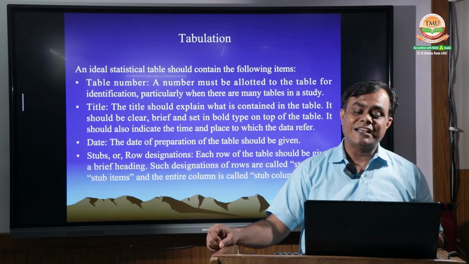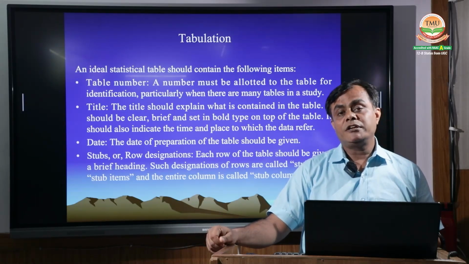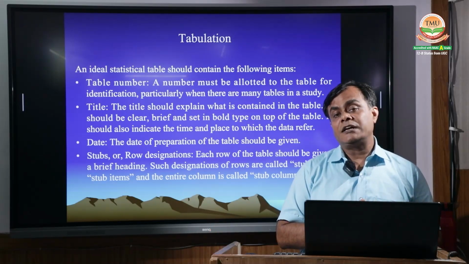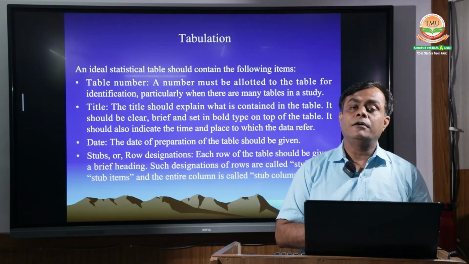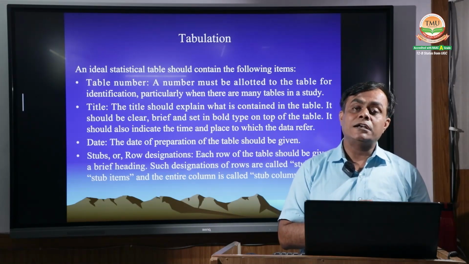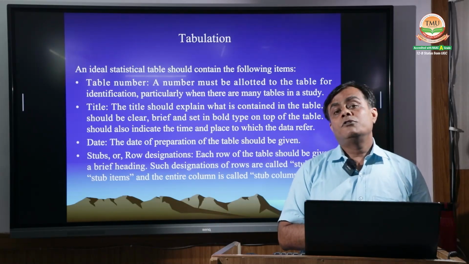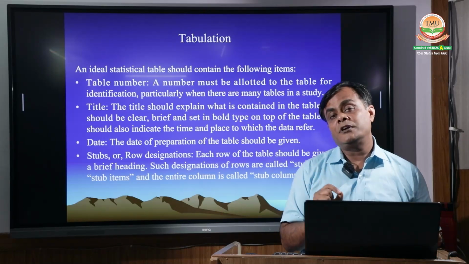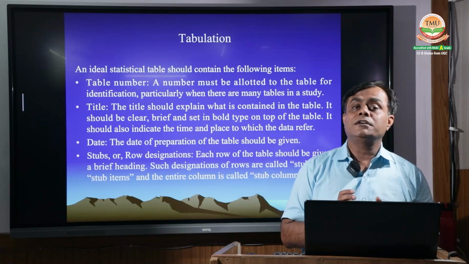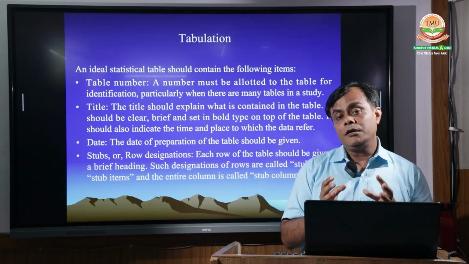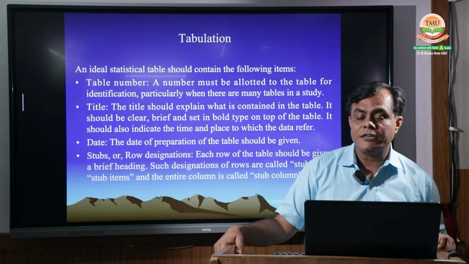The second is the title. Every table has a certain and definite title. We cannot match one table's title to another's, because every table has a unique title and a unique characteristic, and that characteristic is first understood through the title of the table. So when a reader studies the title, he or she can understand exactly what is in that table. Titles should explain what is contained in the table.